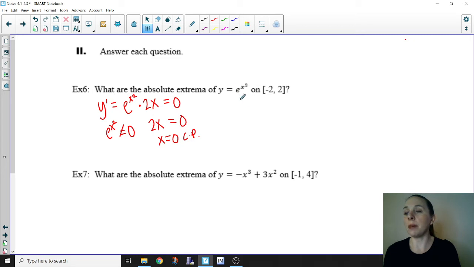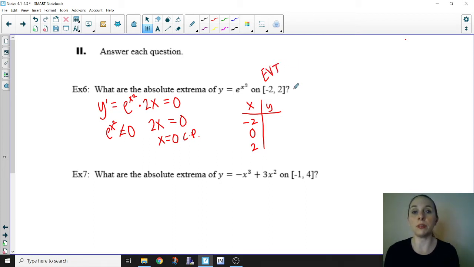That candidates test says you should be able to take all of your candidates, in this case the endpoints, -2 and 2, and the critical point 0, and look at the function values at those candidates to determine where is your absolute max and where is your absolute min. And again, because this is a continuous function on a closed interval, the extreme value theorem applies, and that means we definitely should be able to find both an absolute min and an absolute max.